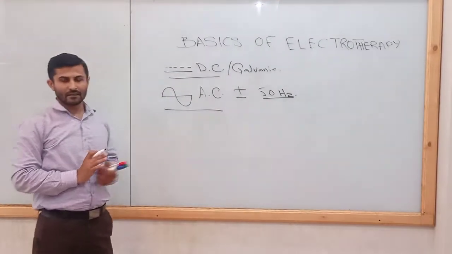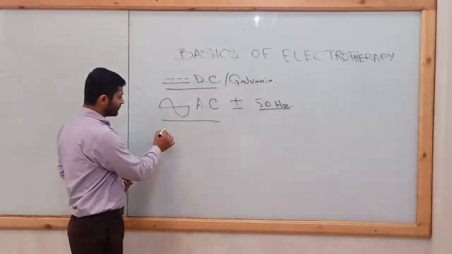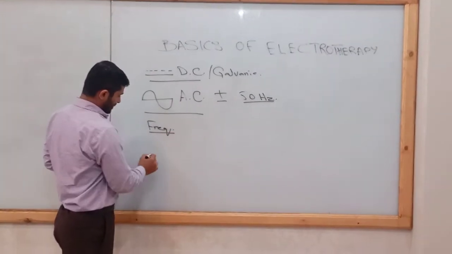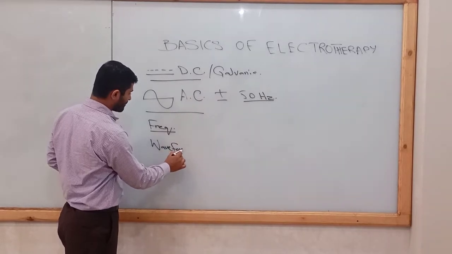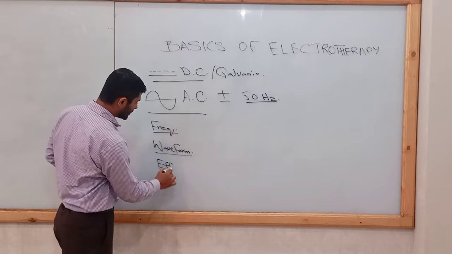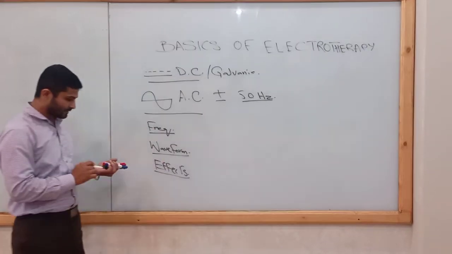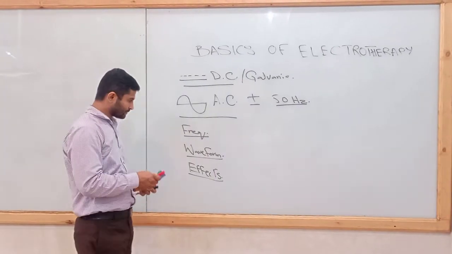Now different direct currents are classified based on some parameters which include number 1 frequency, number 2 waveform, and number 3 effects. So we are going to discuss these 3 parameters and we will see what they mean.